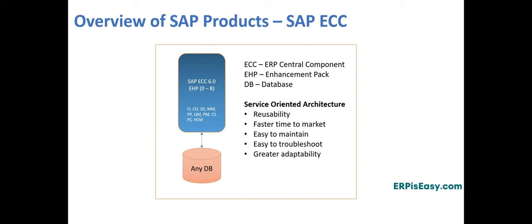Let's talk about S/4HANA releases. Every year, a new version of S/4HANA is released with new features and bug fixes. The releases are labeled with four numbers, with the first two representing the year and the last two representing the month. S/4HANA 16.10, for example, was released in October 2016. S/4HANA 17.09 was released in September 2017.